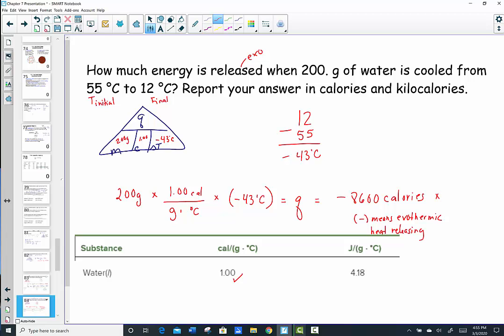Now I can convert that into a kilocalorie. 1 kilocalorie is 1,000 calories. And so I'll just slide the decimal 3 spots to the left to convert my calorie into a kcal. And there's that answer. Not too bad, not too bad.